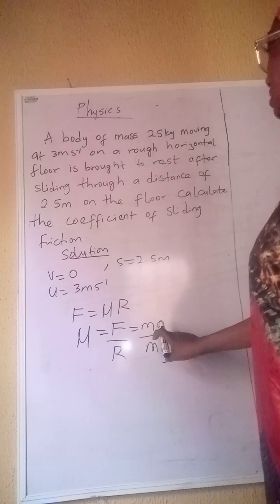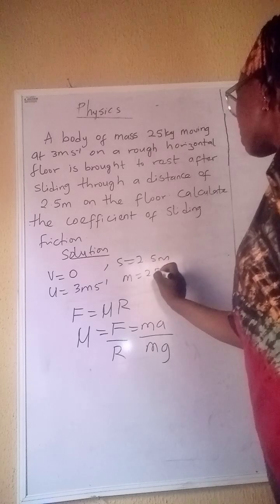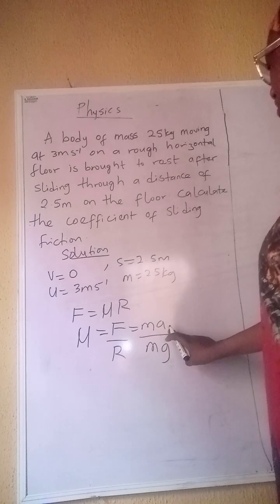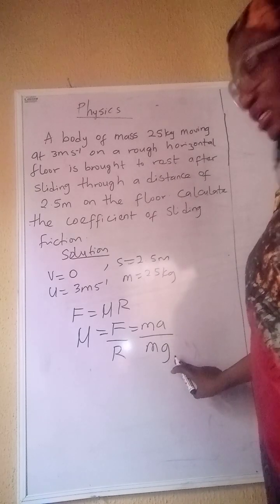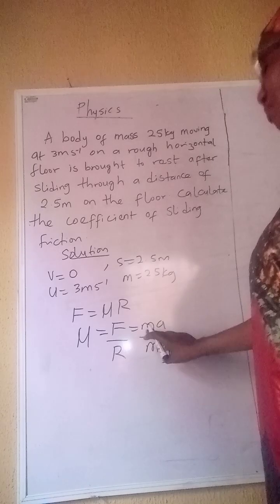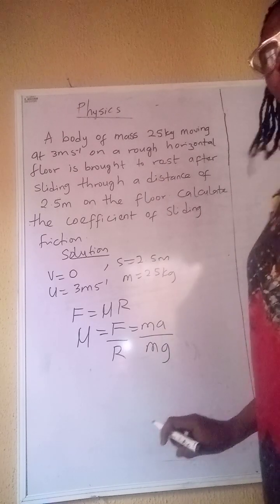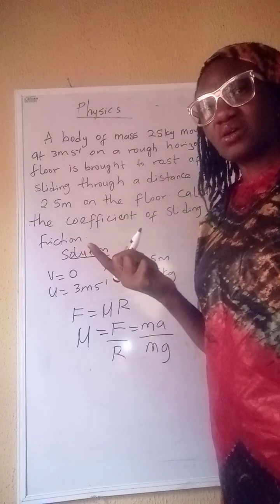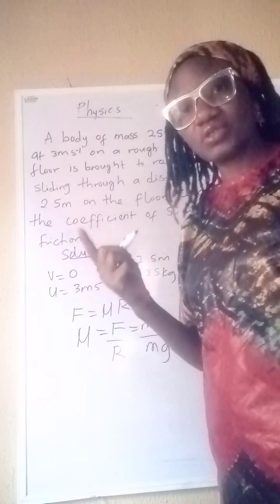We're given mass, even though I didn't state it: mass is equal to 25 kilograms. We're given mass, we're not given acceleration. We know g is a constant, g is equal to 10. So this part is complete, but this one is not complete. So let's see if we can find a. Using one of the equations of motion, we can find it. Do you still remember? The first equation of motion is v is equal to u plus at.